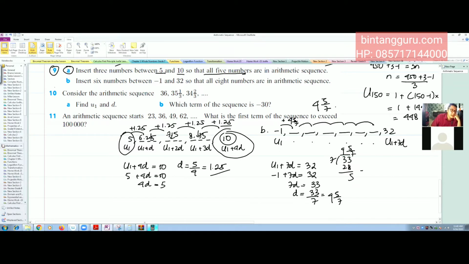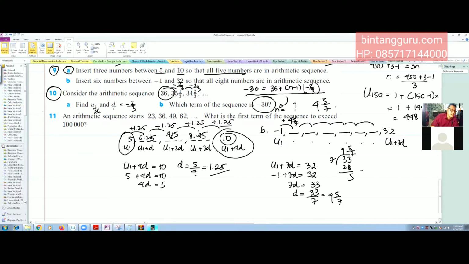Okay. Number 10. We have to find, U1 is 36. The difference is negative 2 over 3, right? Because 36 to 35 1 over 3 is negative 2 over 3. Which term of the sequence is negative 30? So negative 30 equals U1, 36, plus n minus 1 times the difference, minus 2 over 3. And then you could solve this. So you could find n.